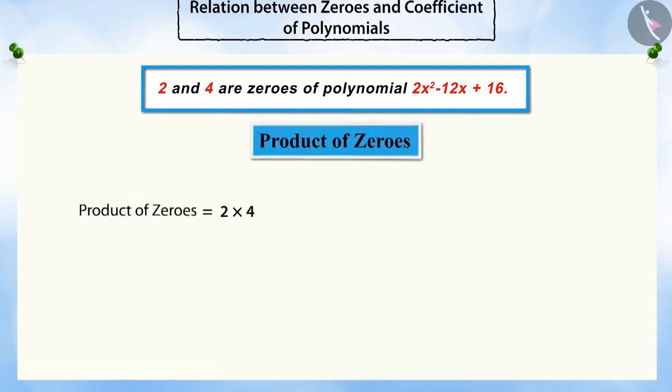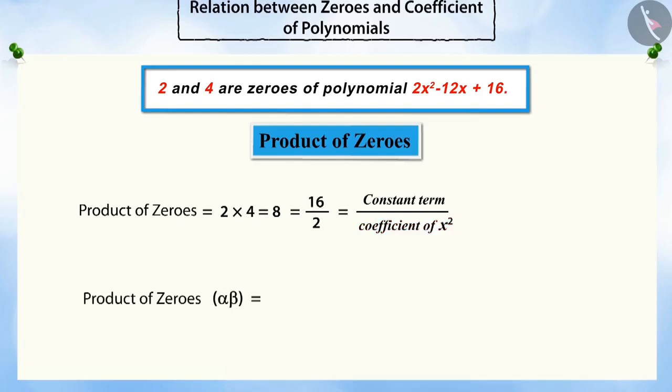Similarly, if we multiply the zeros, you will see that the product of the zeros is equal to the ratio of the constant term to the coefficient of x squared of the quadratic polynomial. It can be said that the product of the zeros of a quadratic polynomial is equal to the ratio of the constant term to coefficient of x squared of the polynomial.